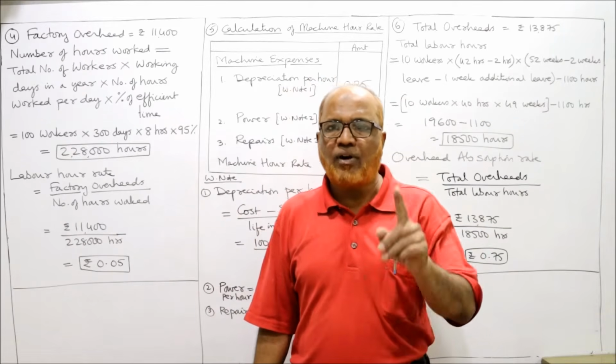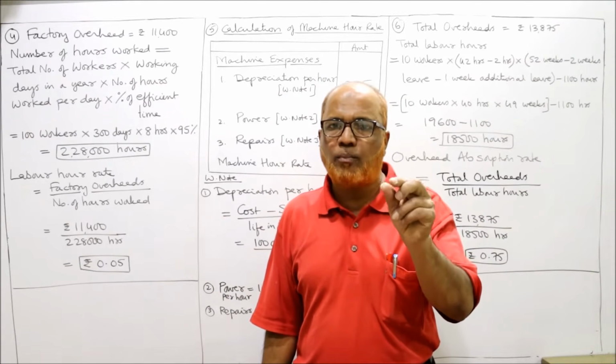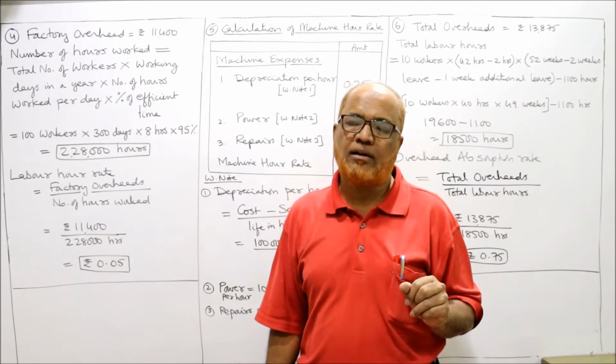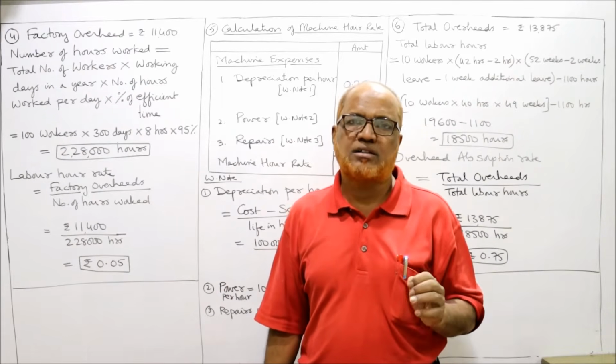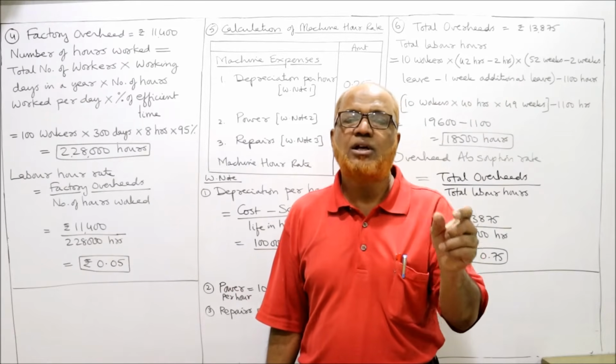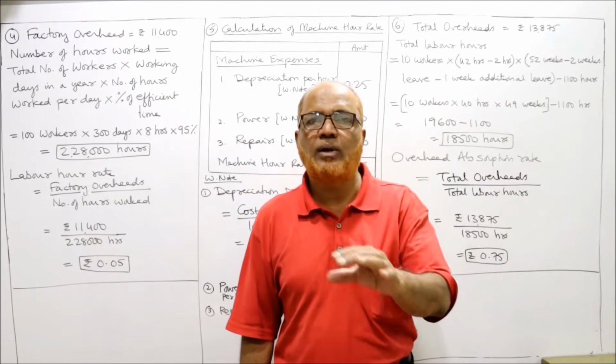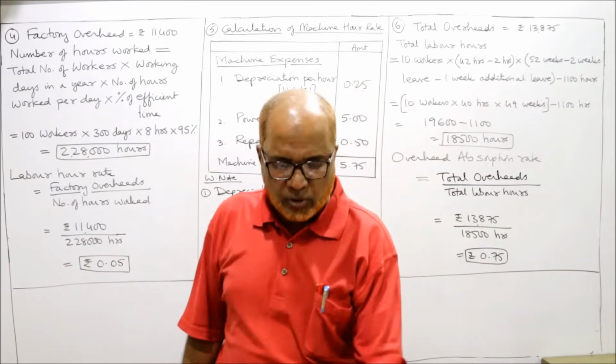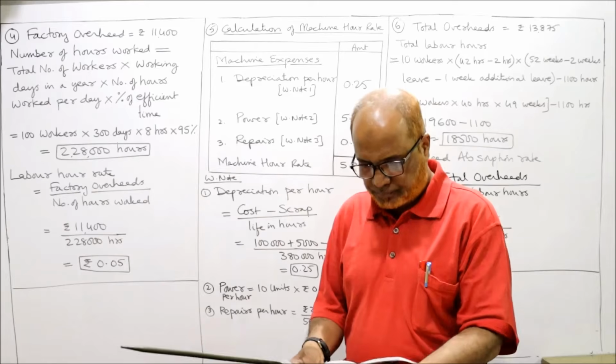What does it mean? For every 1 labor hour, 0.05 is the factory overheads. Suppose 100 workers have worked, 100 labor hours are worked, so 100 into 0.05, you will get the factory overhead to be charged to the job. That's all.